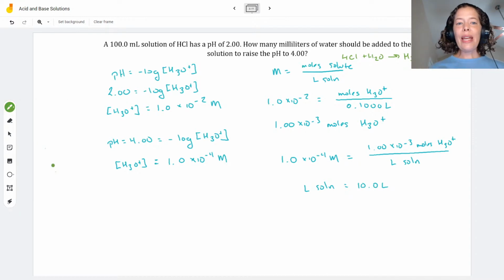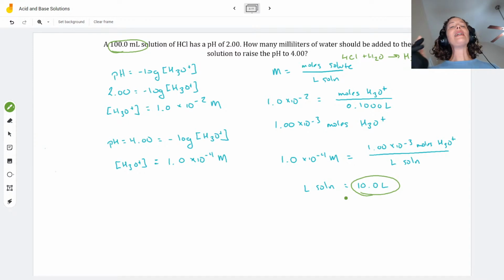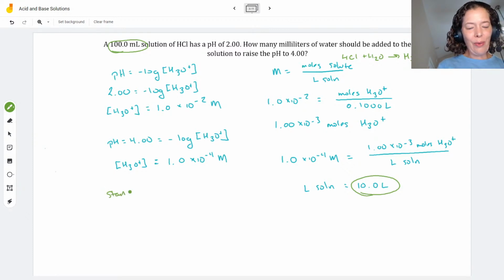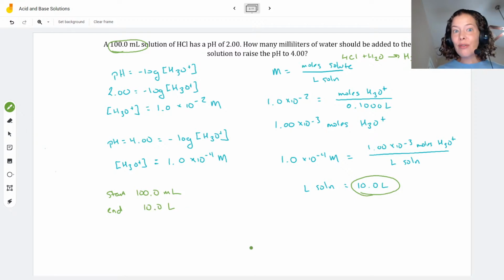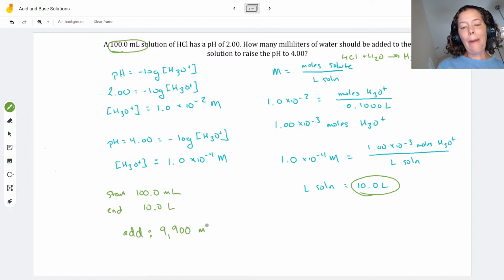This is tremendous. We have gone from 100 milliliters of solution to 10 liters of solution. So how many milliliters of water did we add? Again, we started with 100 milliliters of solution and we ended at 10 liters of solution. So that means we needed to add 9,900 milliliters of water to raise this solution from a pH of 2 to a pH of 4. That is a lot of volume.